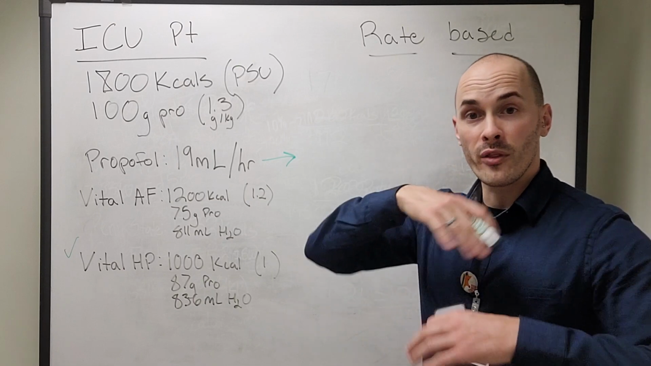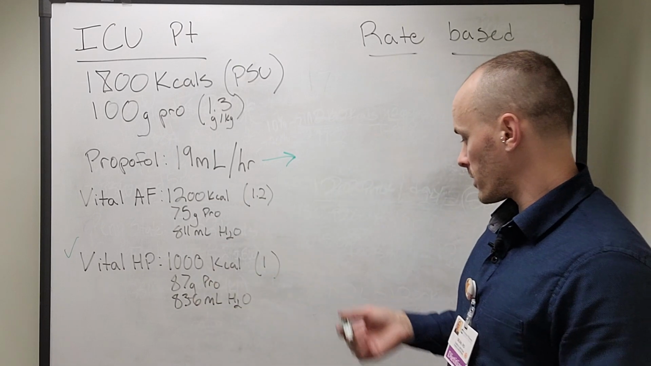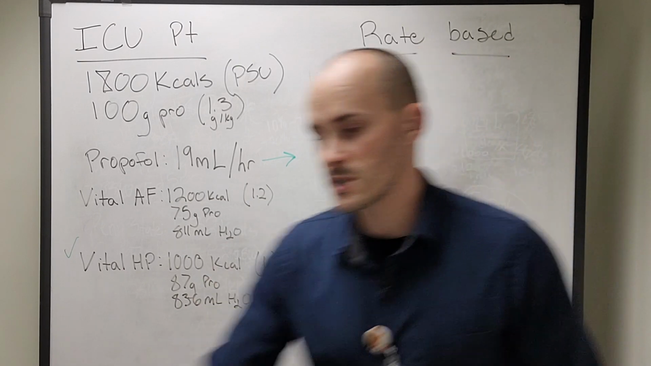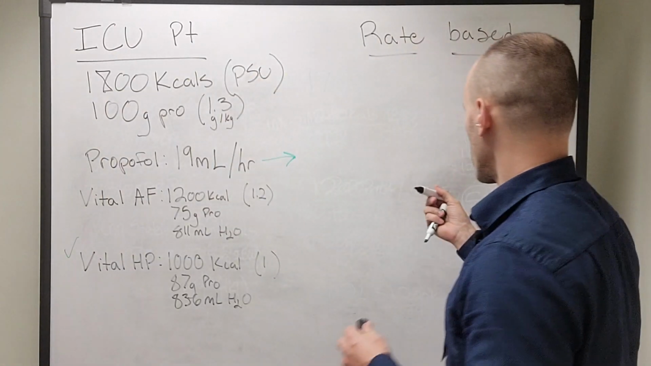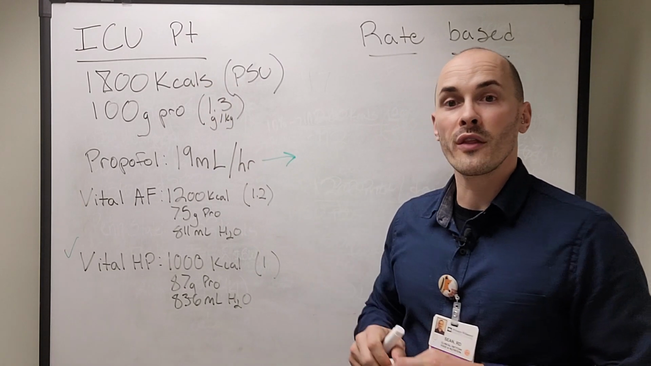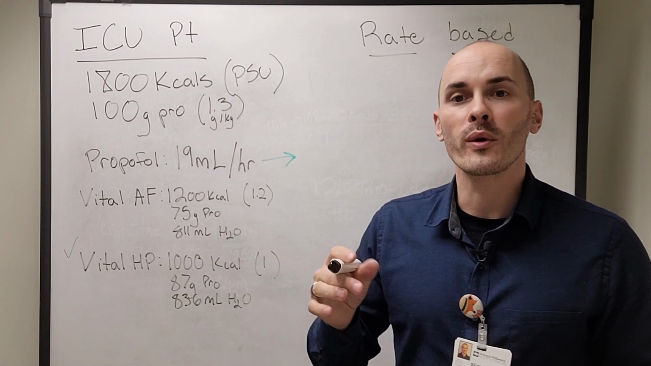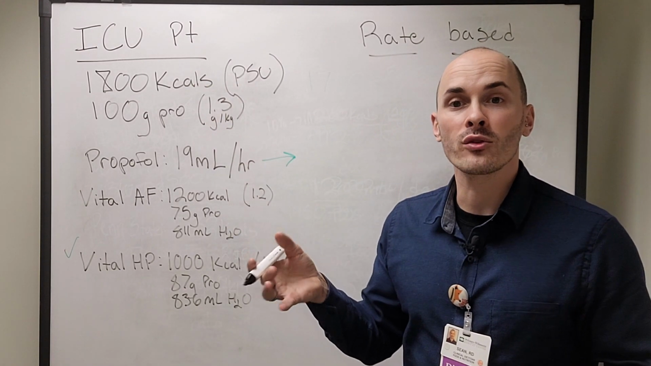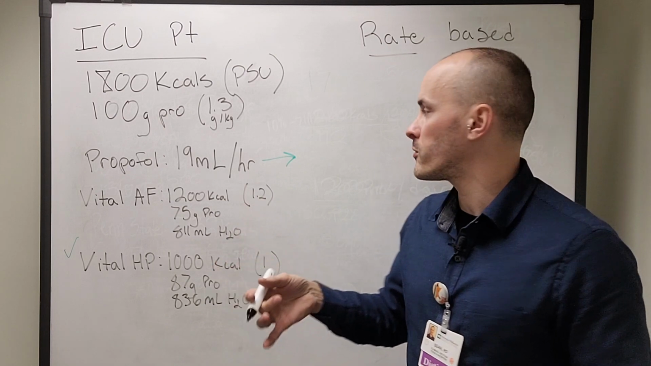So let's do the math all over again from the very beginning. The question is, will this black marker actually write? So we've already determined what the patient's calorie needs are. What we have to do is figure out how many calories they're receiving from Propofol.